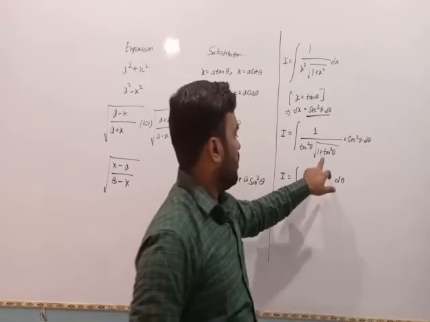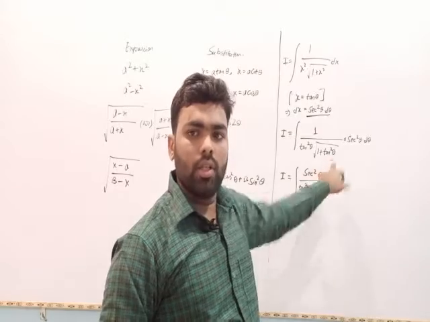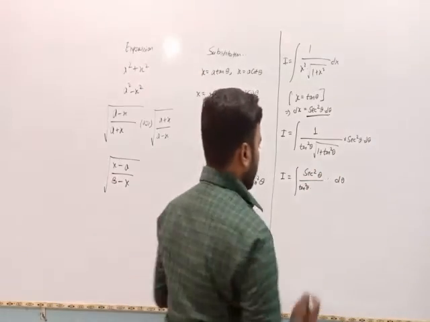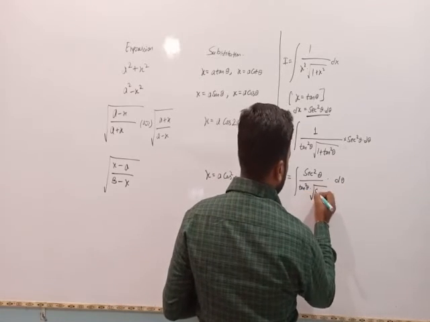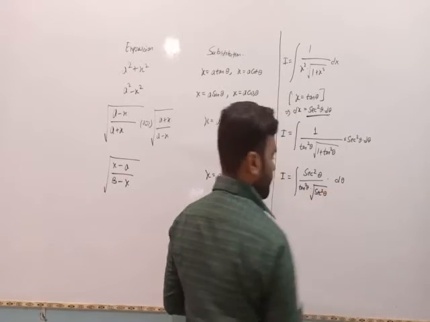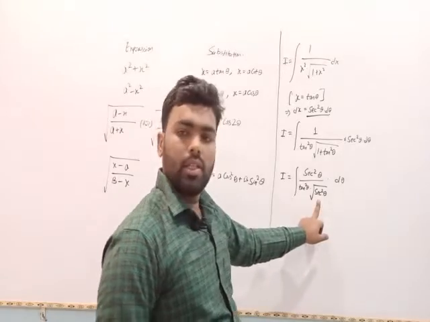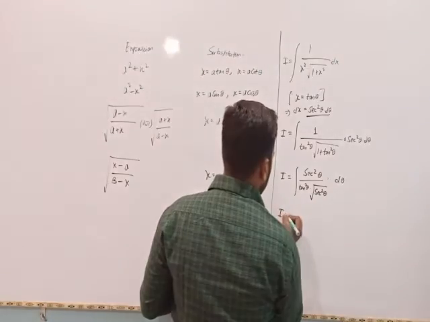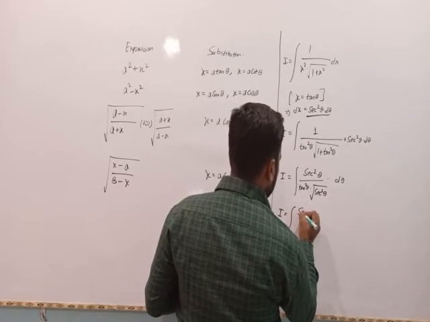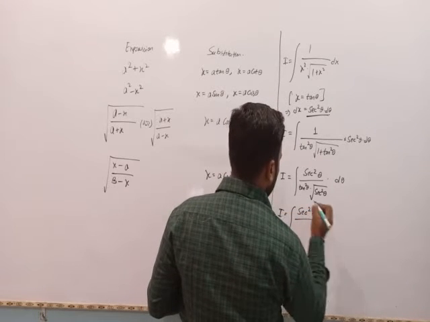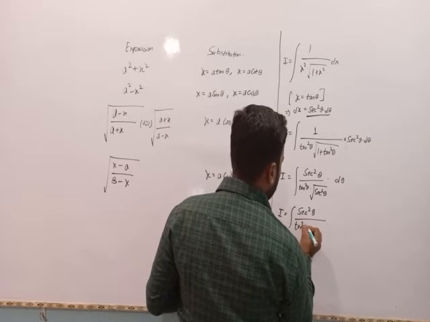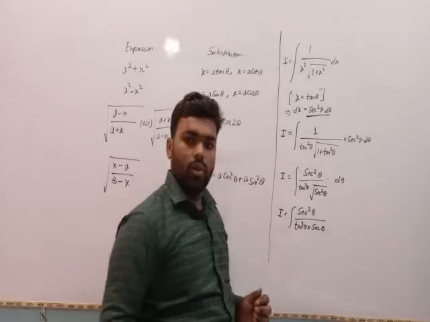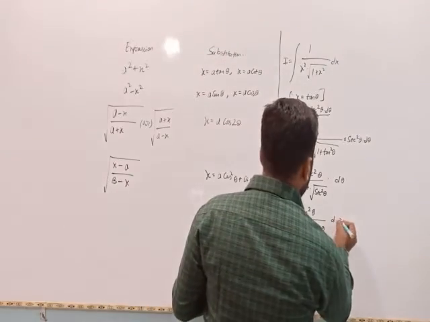and root of 1 plus tan square theta. 1 plus tan square theta can be written as sec square theta, from the trigonometric formulas. Now root of sec square theta will become sec theta, so we can write I is equal to integration of sec square theta divided by tan square theta into sec theta, and we will have d theta here.